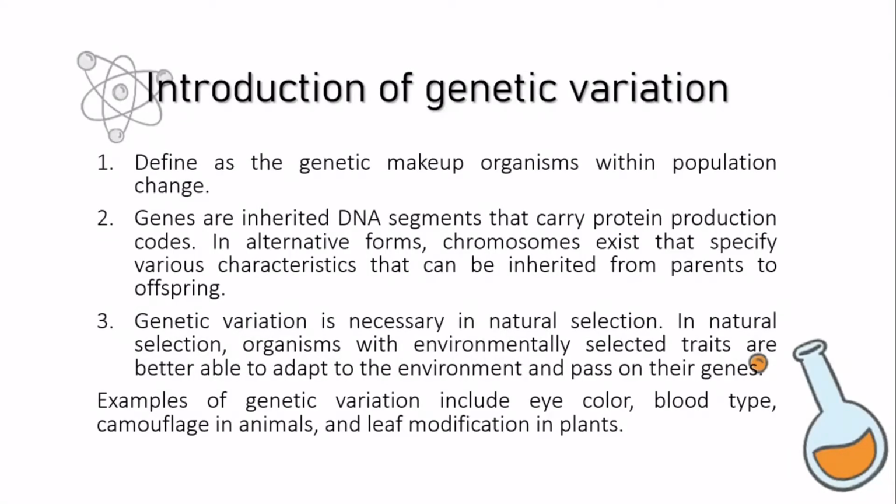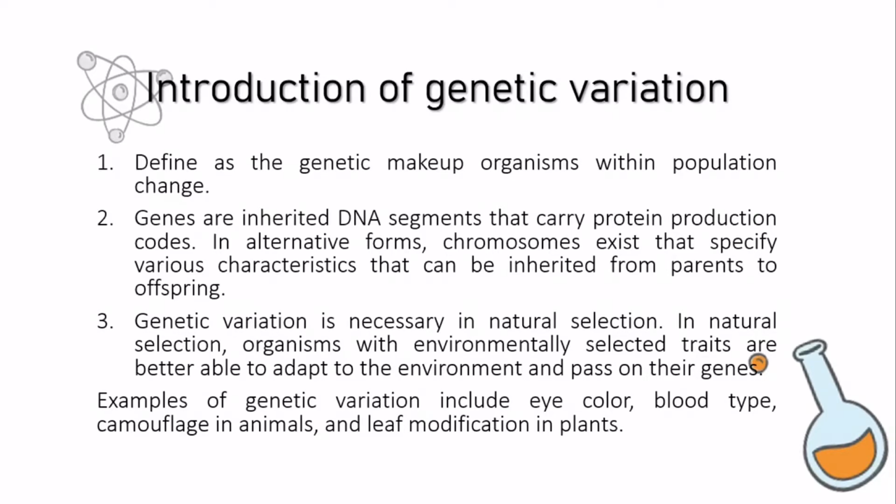Okay, for the introduction, genetic variation is defined as the change in the genetic makeup of organisms within a population. Genes are inherited DNA segments that carry protein production codes. In alternative forms, chromosomes exist that specify various characteristics that can be inherited from parents to offspring. Genetic variation is necessary in natural selection.